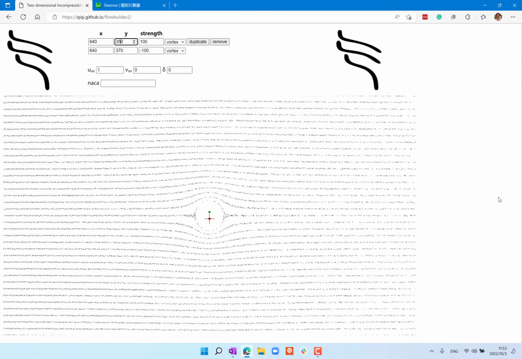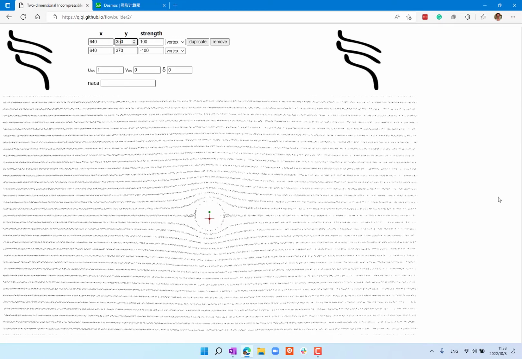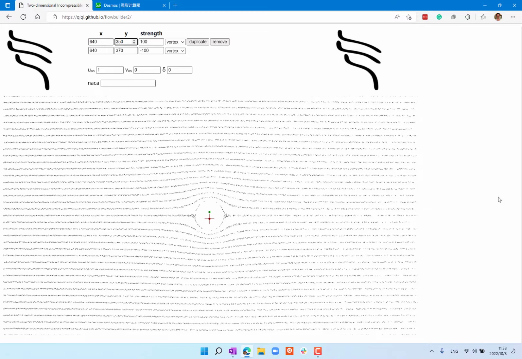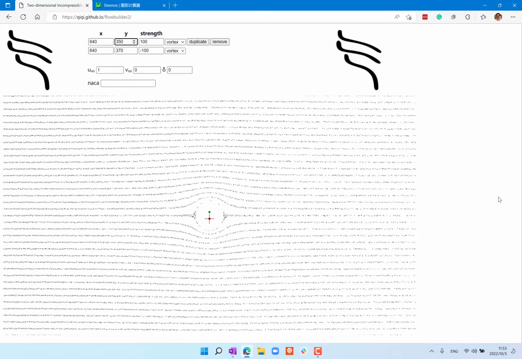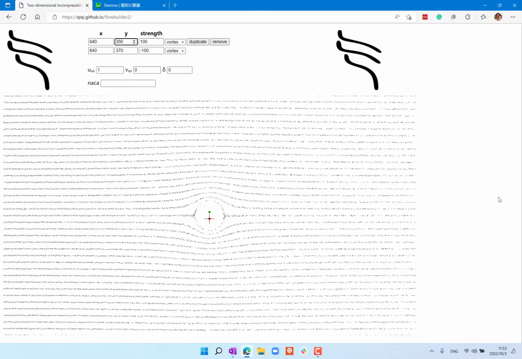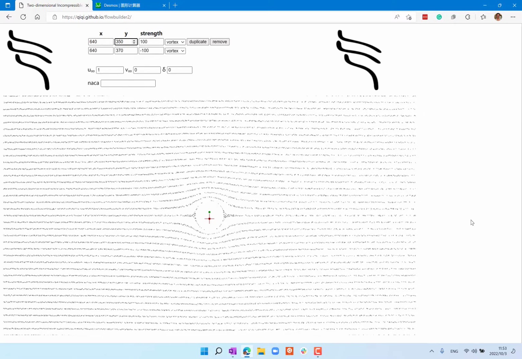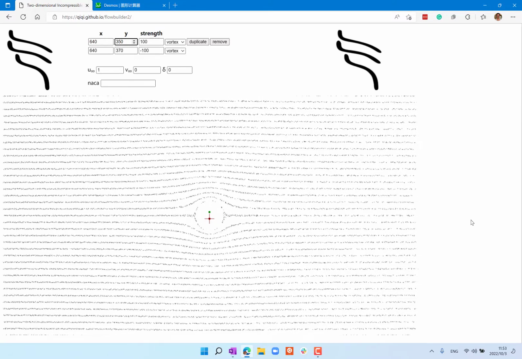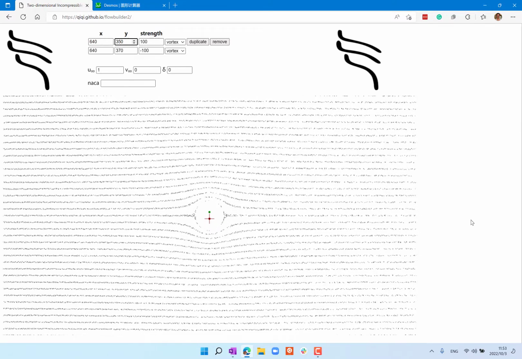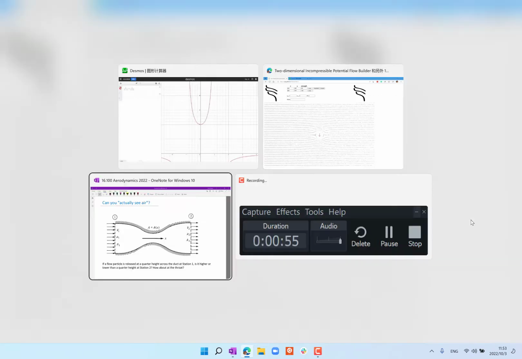When these two vortices are infinitely close, this is going to be exactly a circle, exactly a cylinder, and that's how you get the analytical solution for potential flow around a circular cylinder.